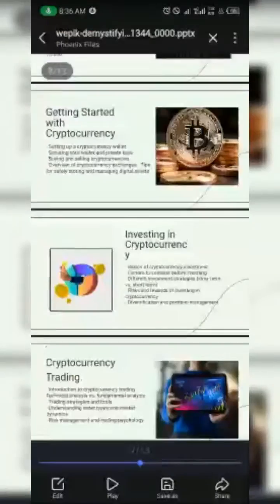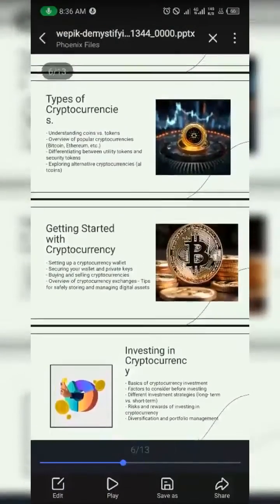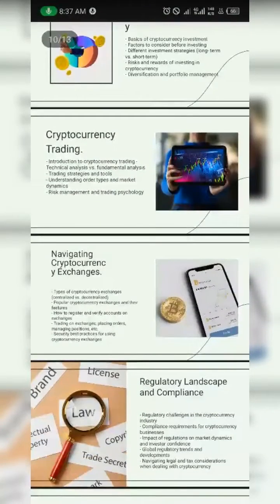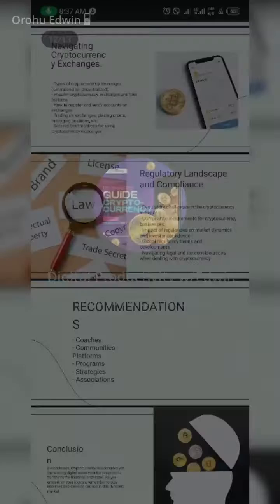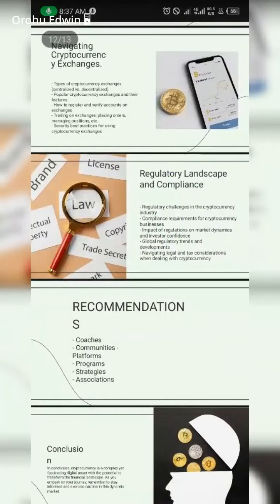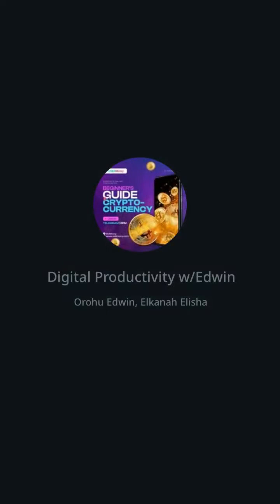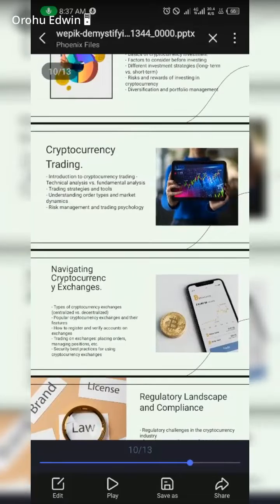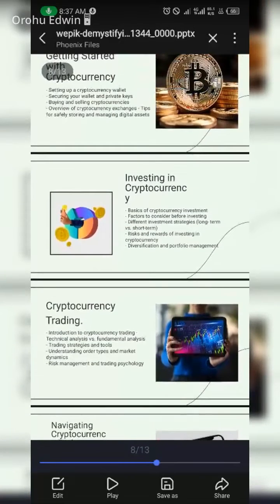We also look at how to use... we'll get some recommendations like coaches, communities, platforms, programs, strategies, and associations that will position you to maximize the whole crypto trading space.